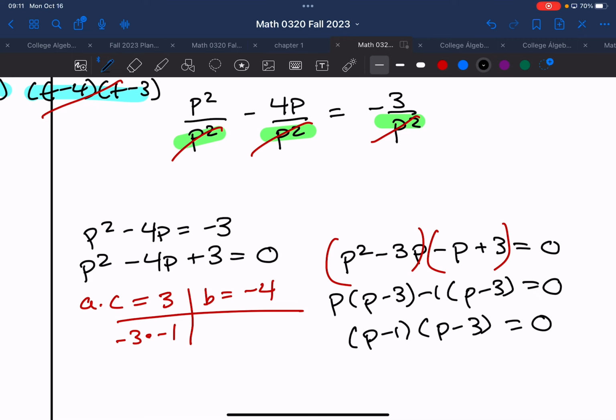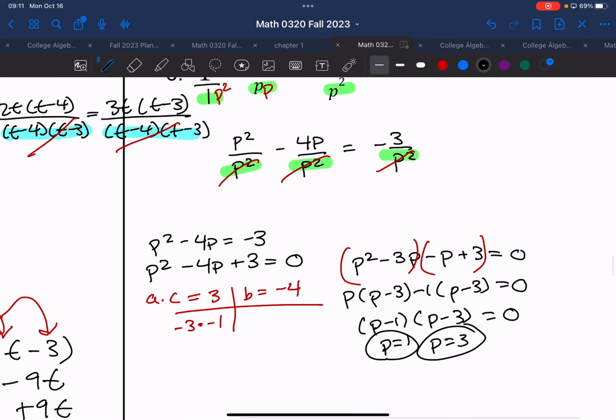So now that I have my two factors, what am I going to do to each one? Equal to 0. So if I have p minus 1 equals 0, what's my first answer? Positive 1. And if I have p minus 3 equals 0, what's my second answer? Positive 3, because it's adding that 3 over. So p equals 3. Okay, are these my answers, or do we need to check something?